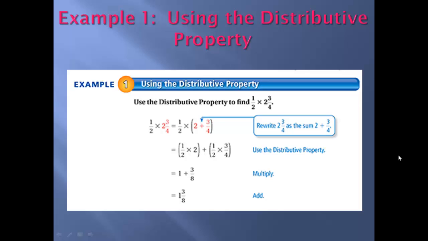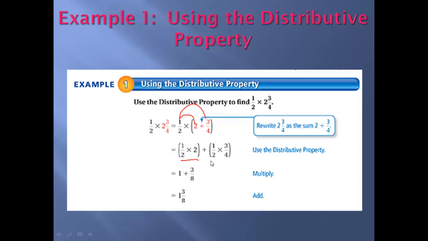The first step is to write 2 3/4 as a sum, 2 plus 3/4. Now we'll use the distributive property to multiply 1/2 times 2, and then we'll be adding 1/2 times 3/4. So we have 1/2 times 2, and for this we're going to have 1 times 2, which is 2, and that's over 2, and 2 over 2 is 1 whole.